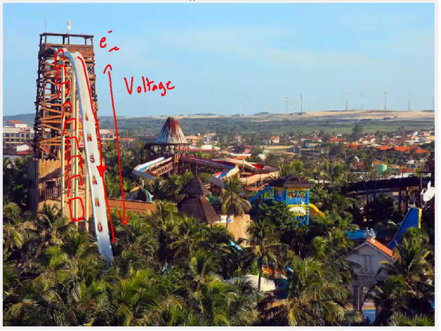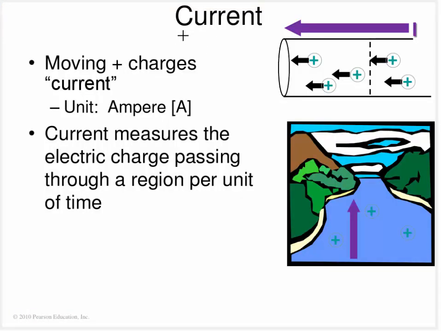We have a special name for this flow of electrons. We're going to call the flow of electrons current, and what drives the current? Well, it's going to be voltage. Now, current has a special symbol. It's going to be a capital I. Anytime I write the capital I, I'm talking about current. And the unit for current is going to be the ampere, which has a capital A.